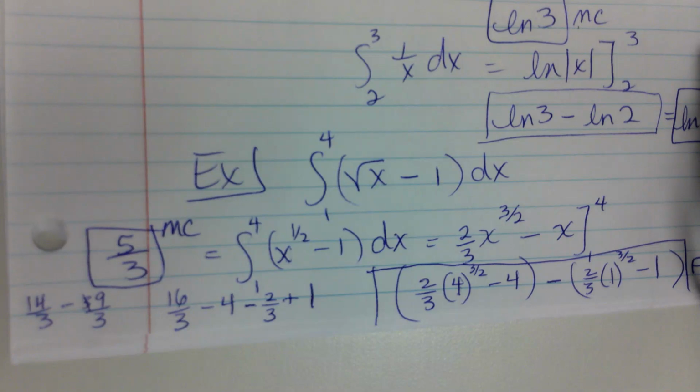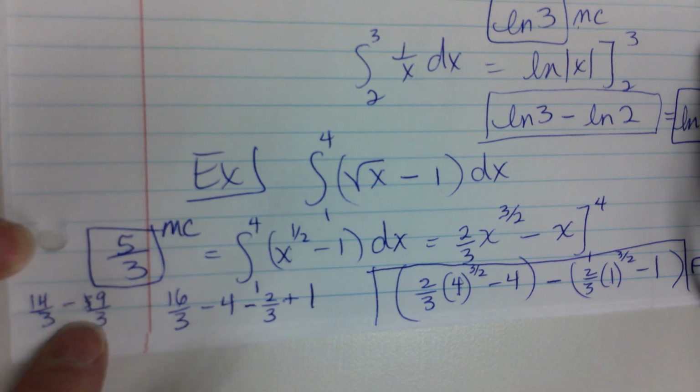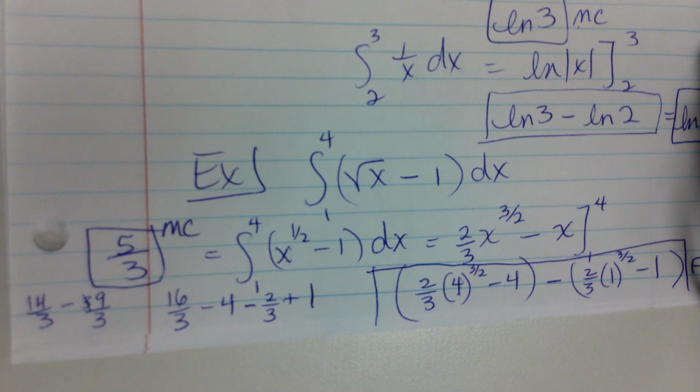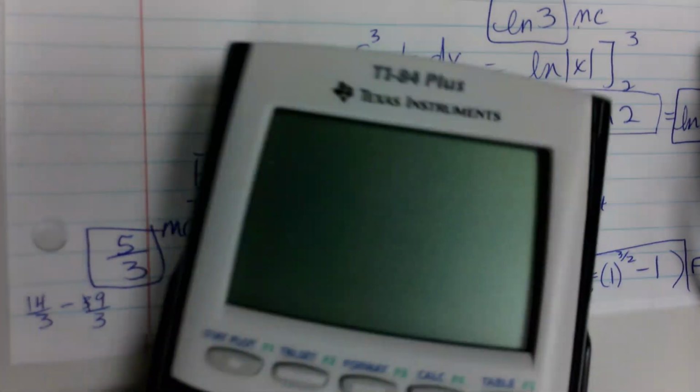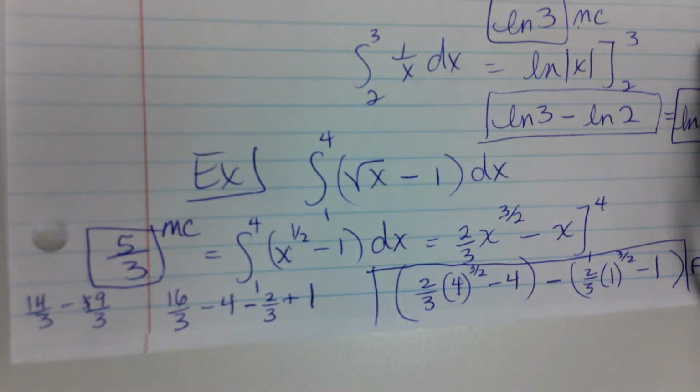Did I do something wrong? Negative 4 plus 1 is negative 3, times 3 over 3 would give us 9 thirds, right? 14 minus 9 is 5. Shall we check it on the calculator just to make sure? 5 thirds is what? 1 and 2 thirds? Would be nice if I had one with batteries.